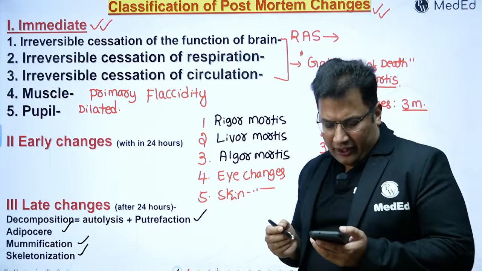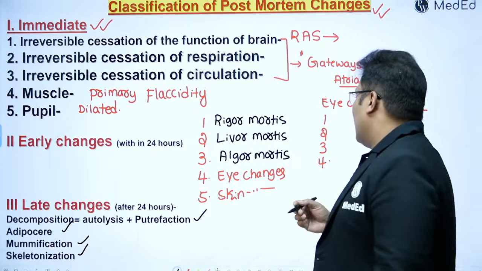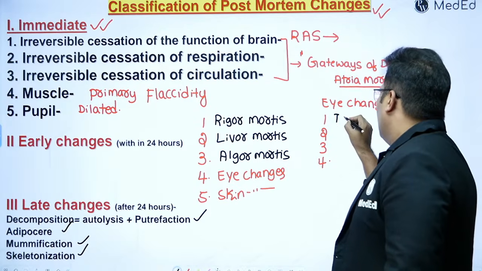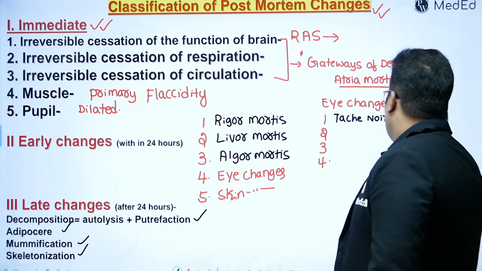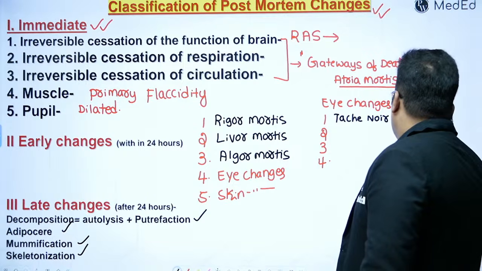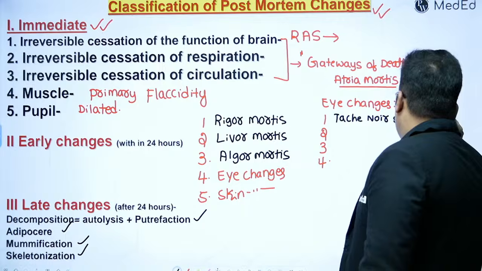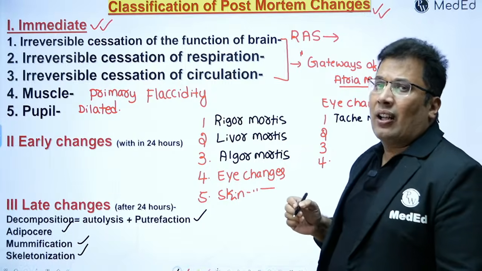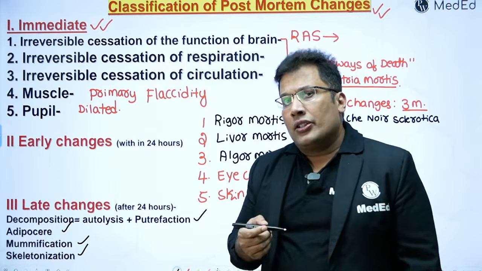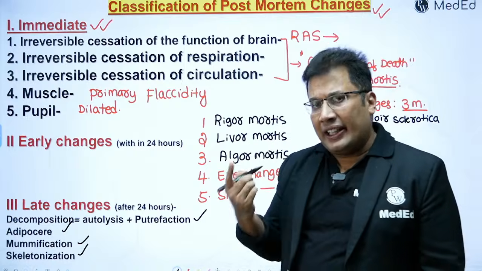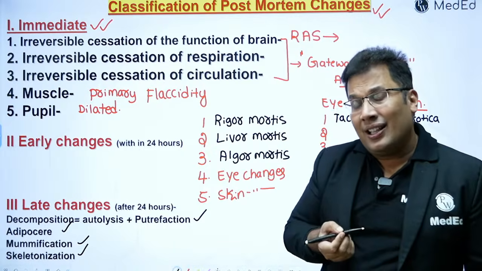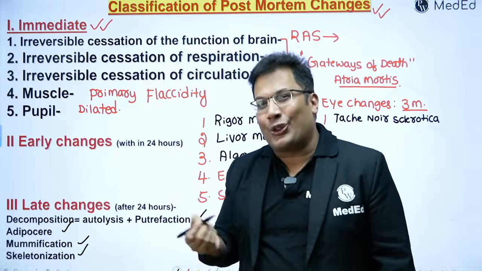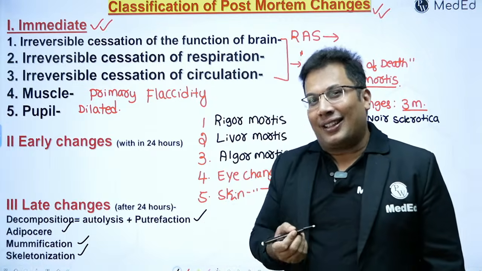So Arlin is telling, sir, Tache Noire sclerotica. Very good. Tache Noire sclerotica is a triangular patch. It normally occurs in the sclera in 3 to 4 hours because of the dryness, because of the desiccation of tissues. Very important.